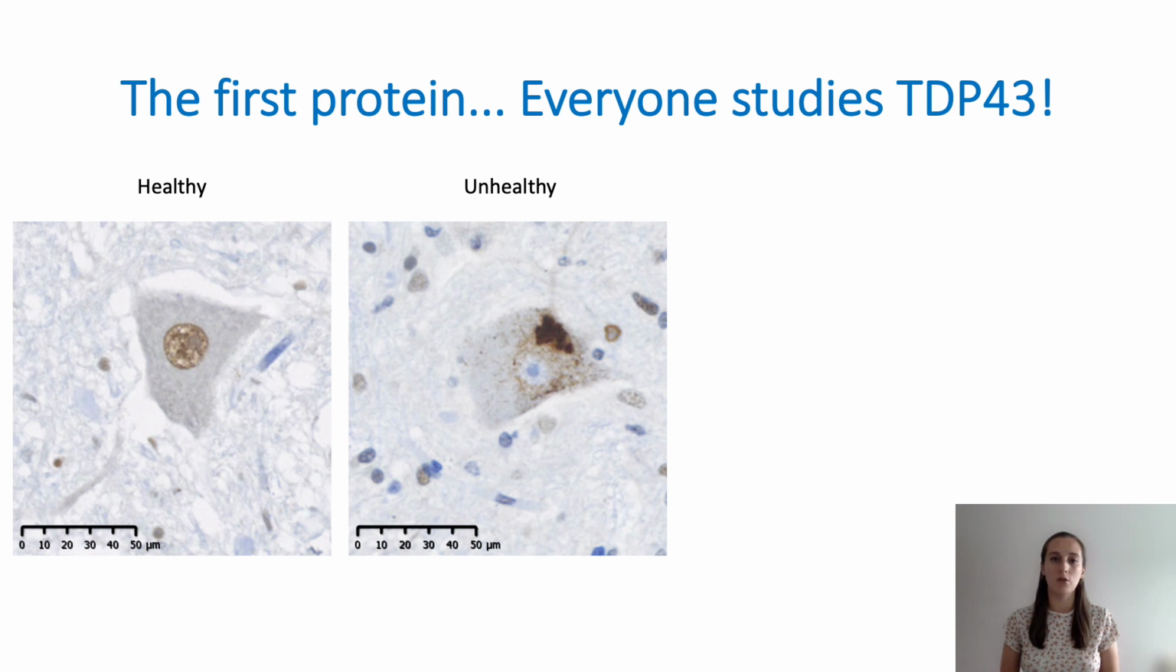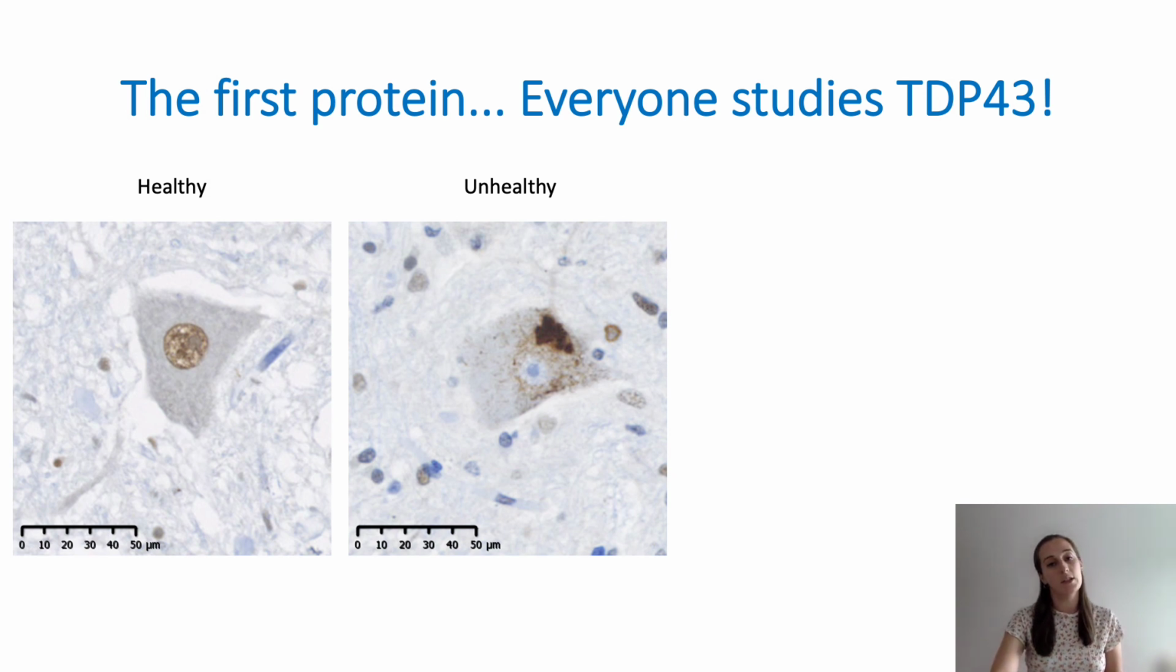The first is called TDP43. You don't need to worry about the name, you just need to know that it's attracted a lot of research attention since it was first discovered in 2006. So on the left image you can see a healthy cell, and TDP43 is shown in brown, and you can see it's right in the centre of the cell in what we call the nucleus. And then in an unhealthy cell, in disease, the protein has left the nucleus and it's clumping together in the rest of the cell body.